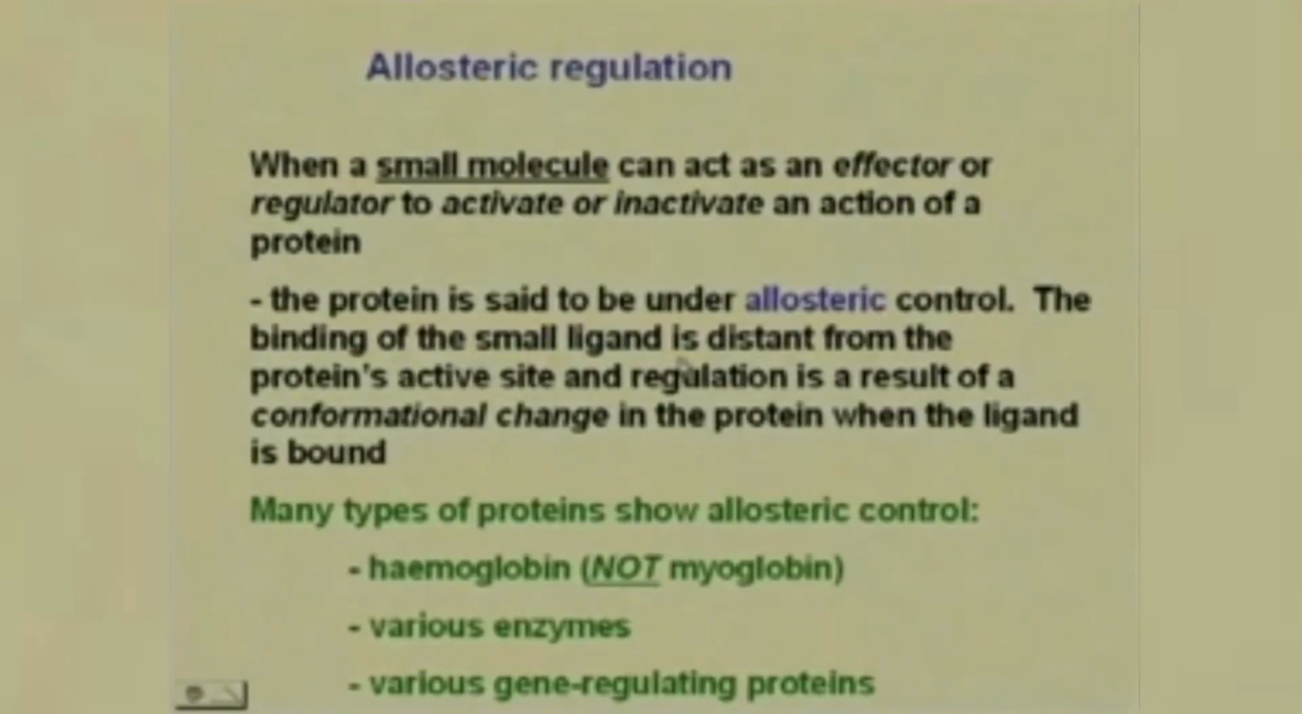So the binding of the small molecule is distant from the protein's active site, and regulation is a result of a conformational change in the protein when the ligand is bound. Okay? There are many types of proteins that show allosteric control, for example hemoglobin, not myoglobin. Myoglobin is a single chain protein that also binds oxygen, but it does not show any allosteric control, primarily because it's not multi-subunit, it just has a single polypeptide chain. There are various enzymes that show allosteric control, and there are gene regulating proteins that also can show allosteric control.